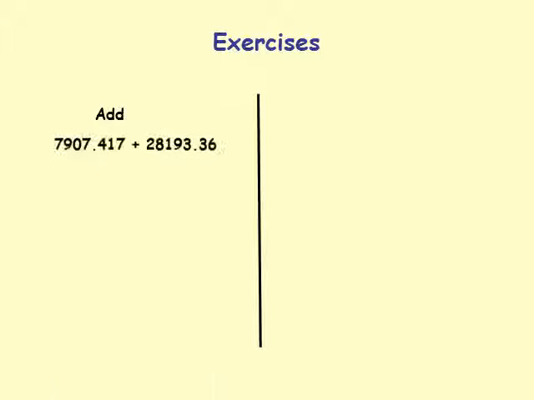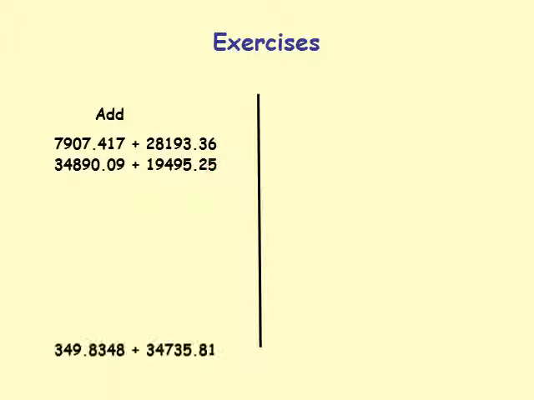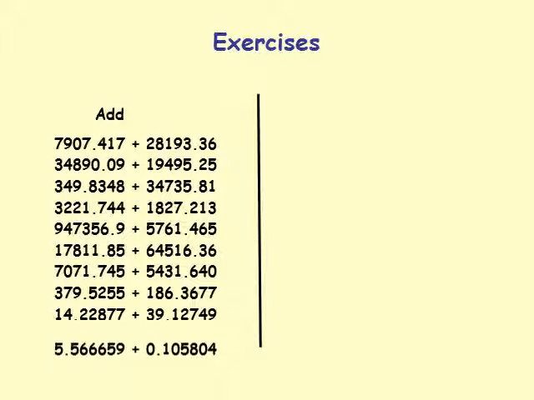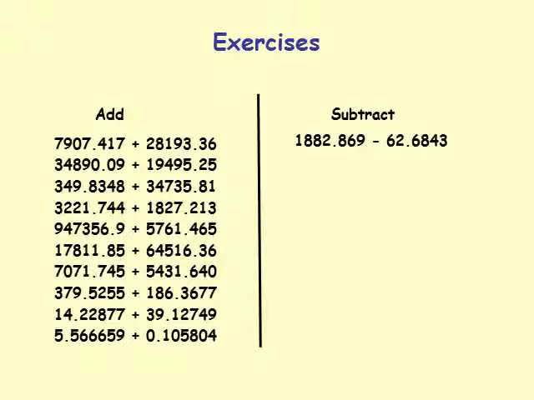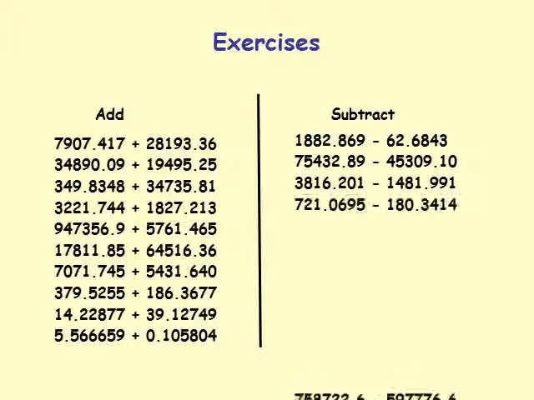You can do some exercises here. Add 7907.417 plus 28193.36. Okay, let's continue here. 34890.09 plus 19495.25, and some more. Now we're going to subtract: 1882.869 minus 62.6843. Let's continue. 75432.89 minus 45309.10, and some more.